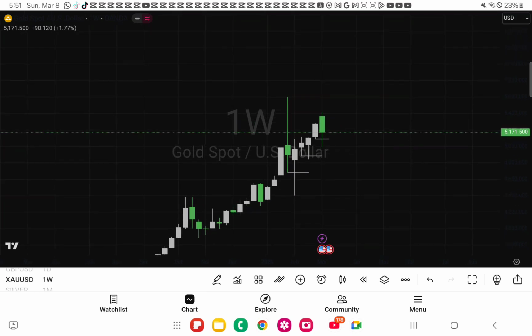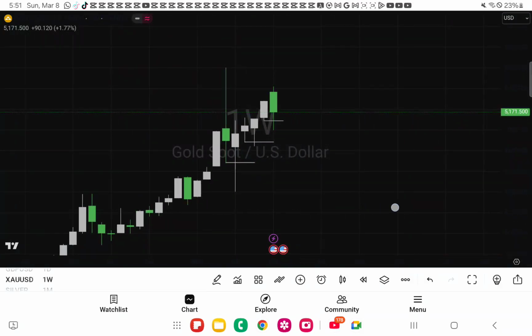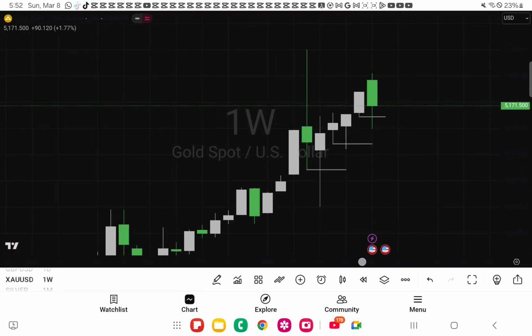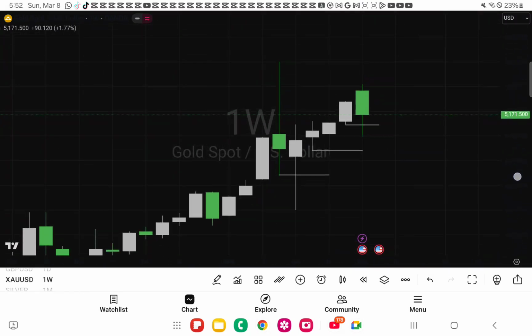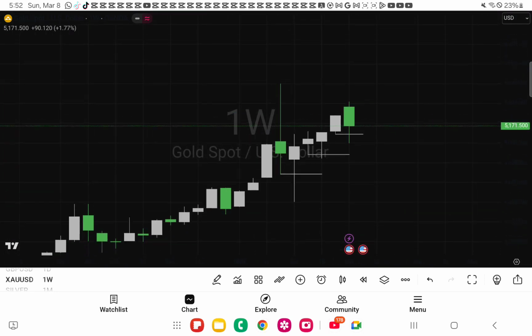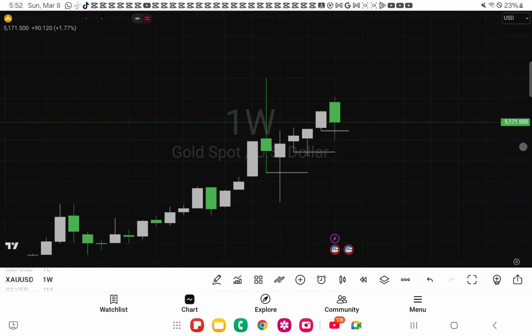So you see, you discover that as price is pushing to the upside, after each pullback to the downside, there must be a liquidity sweep before a continuation to the upside. Why? Because price cannot move without liquidity. We need liquidity in order for price to move.